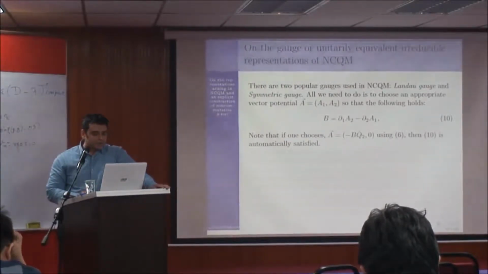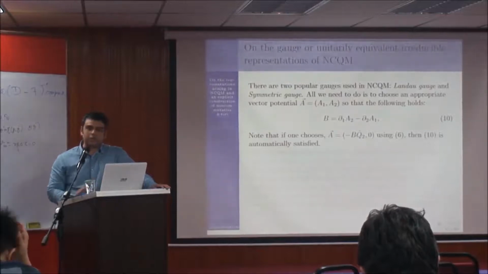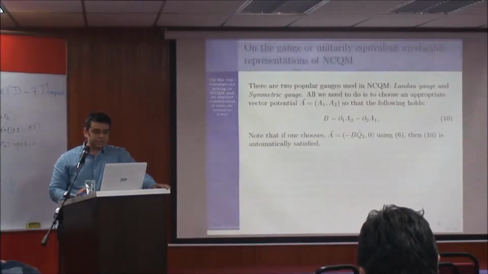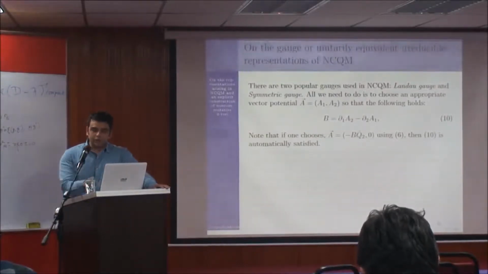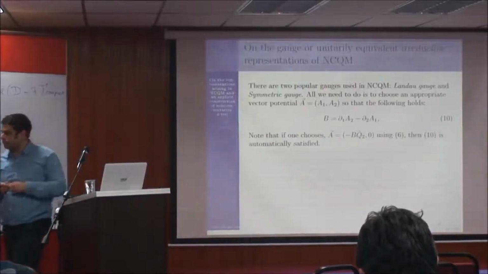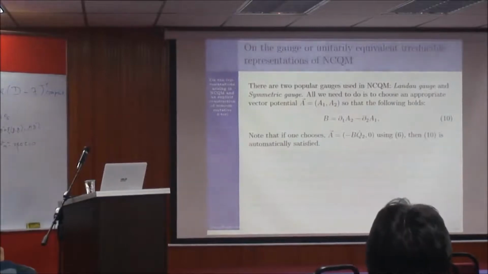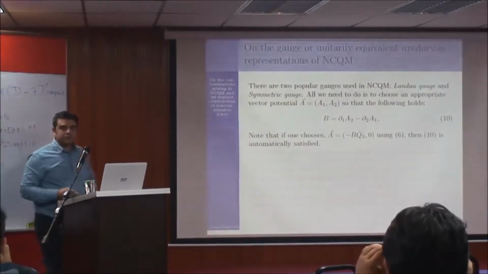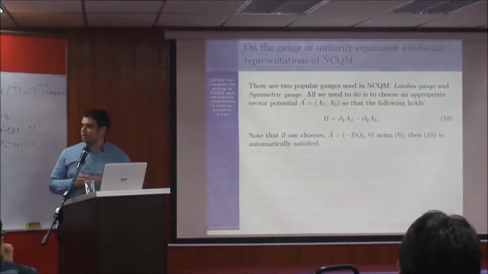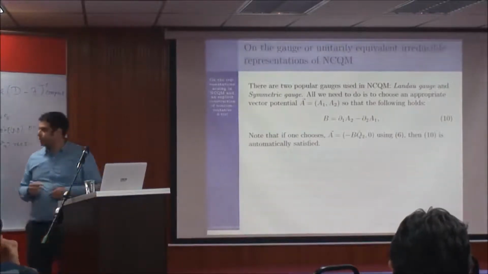Everyone doing physics is familiar with the magnetic field B being equal to the curl of the vector potential, which in the two-dimensional case reduces to del 1 of A2 minus del 2 of A1. Now this vector potential A, how many choices are there for A which will satisfy this equation? Many choices. So one of them is, what?